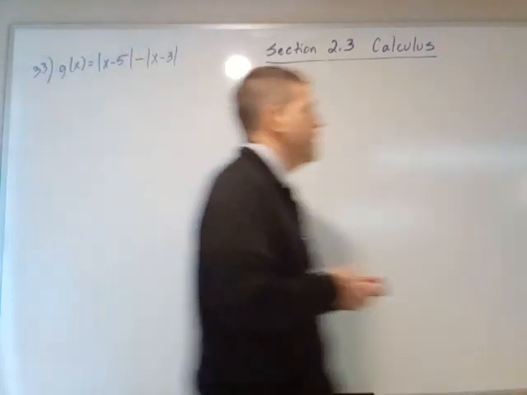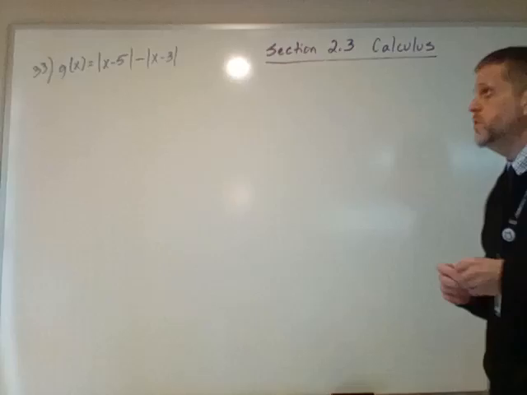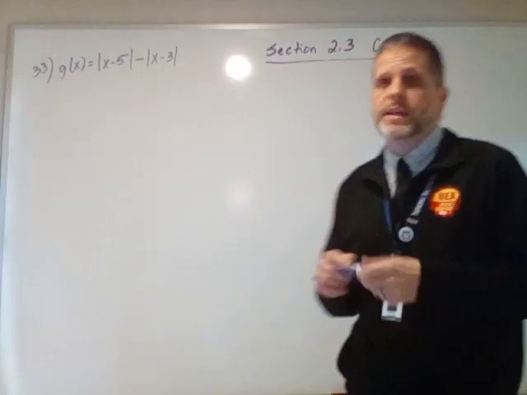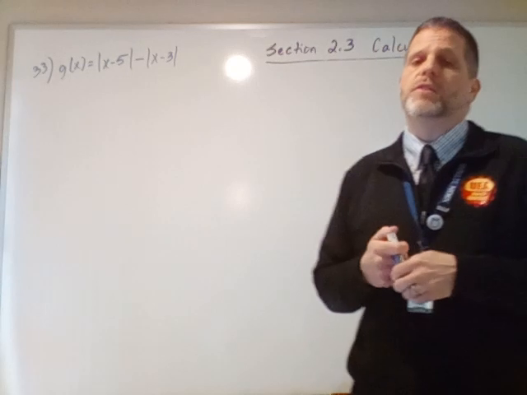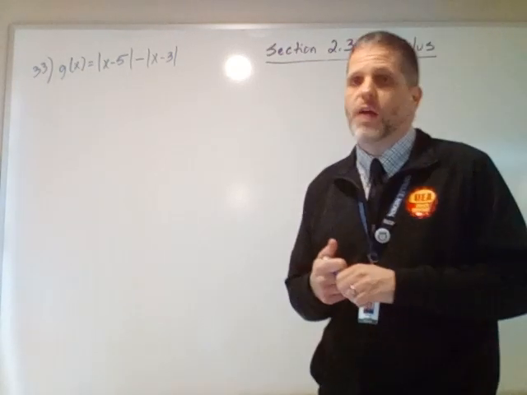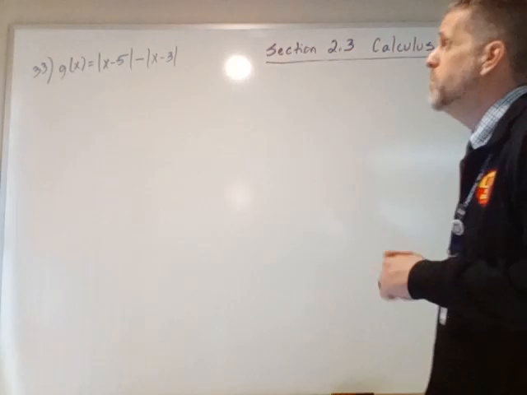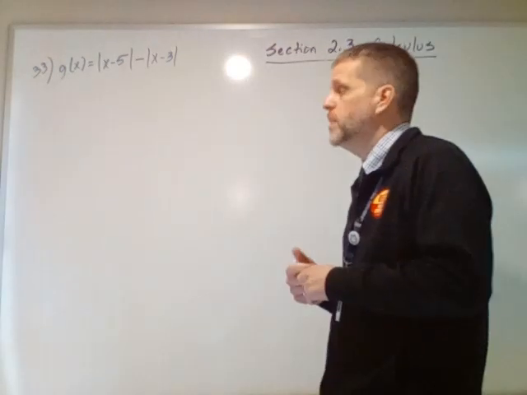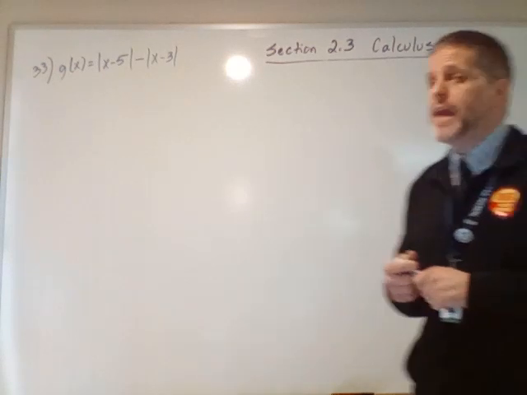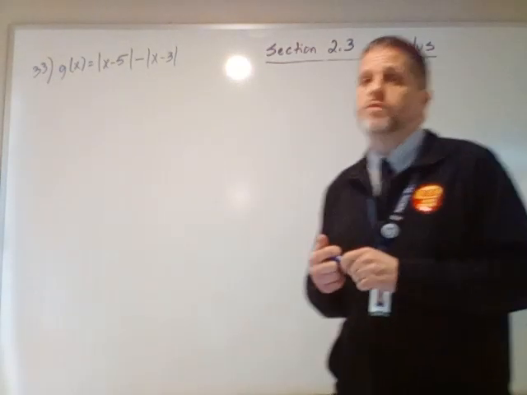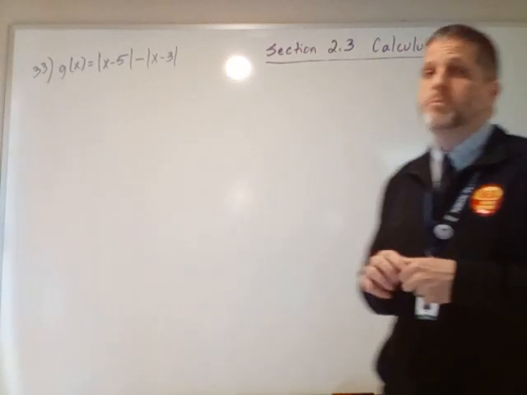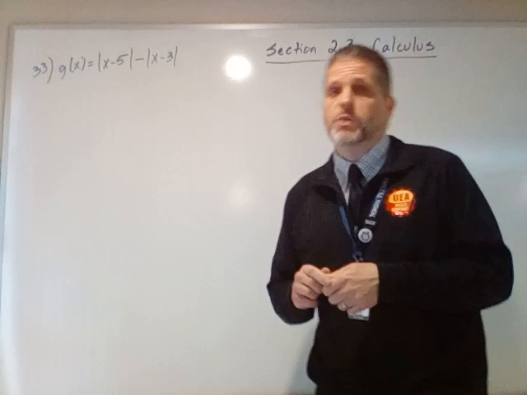Okay, we are going to be looking at question number 33 from section 2.3 in the calculus book. This is a problem where we need to end up graphing it, but before we graph it, we've got absolute values in the original function g of x, and we are going to make this into a piecewise linear function. By doing so, we are going to be able to graph it much easier than with dealing with the absolute value.